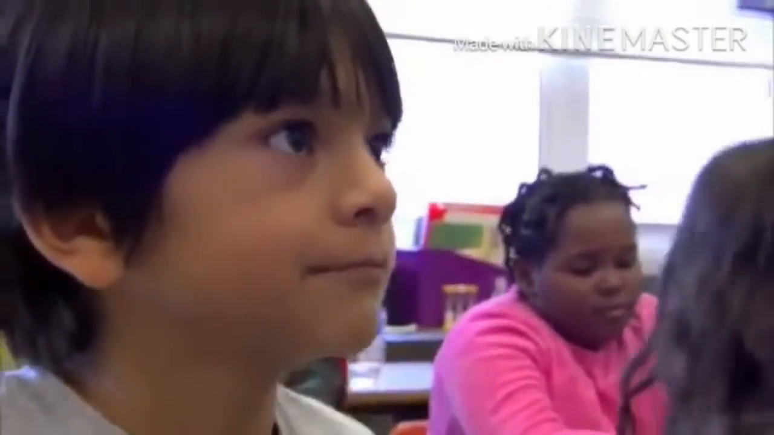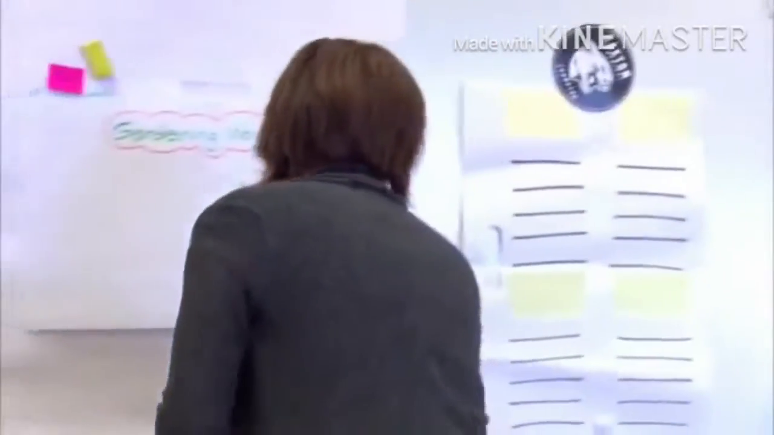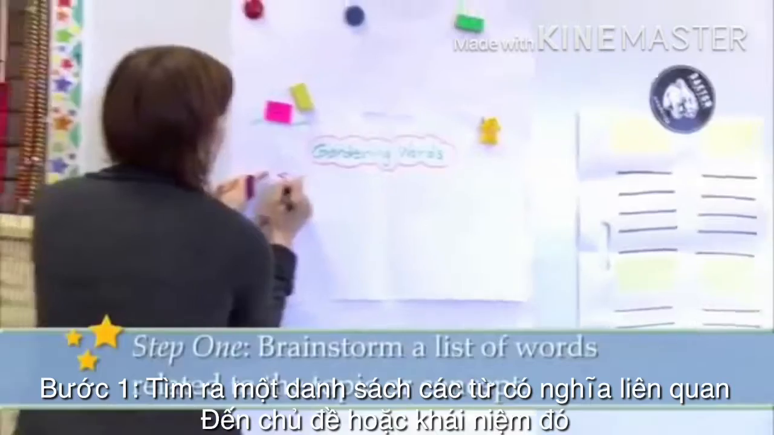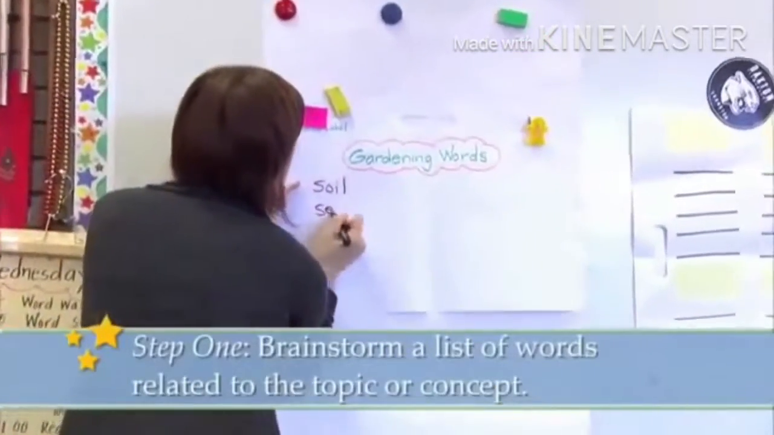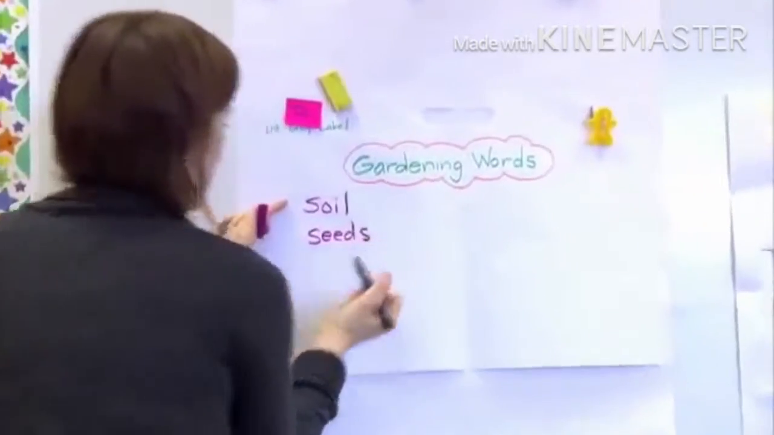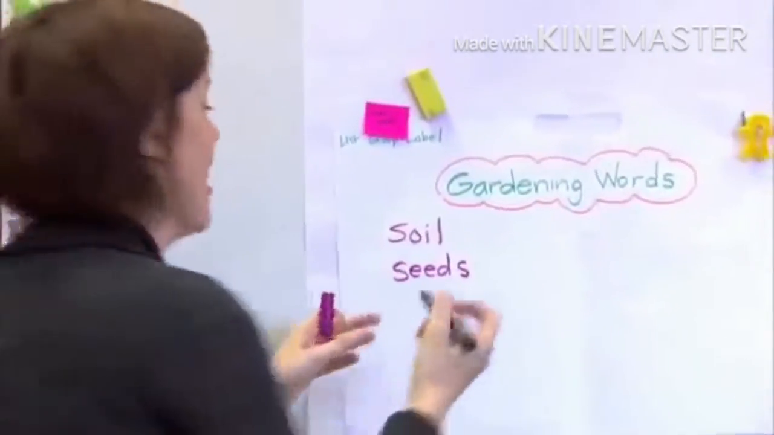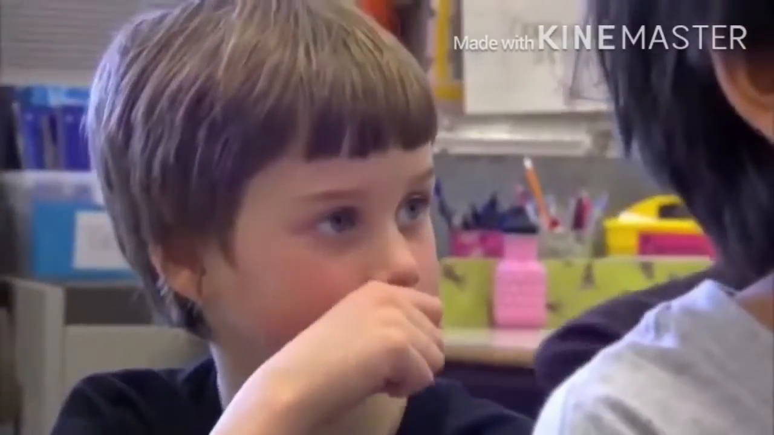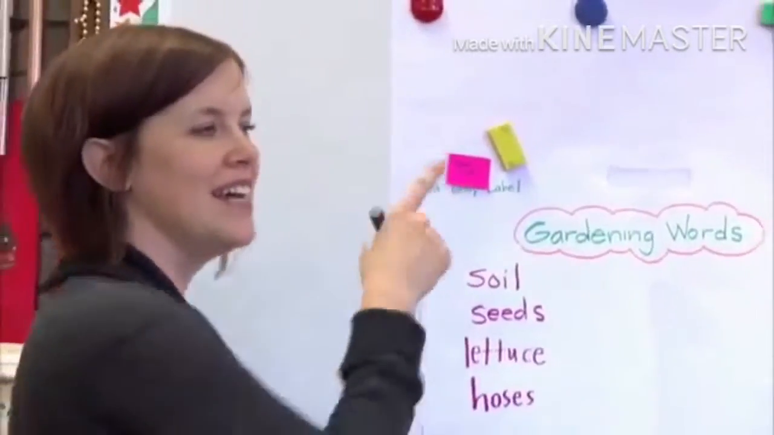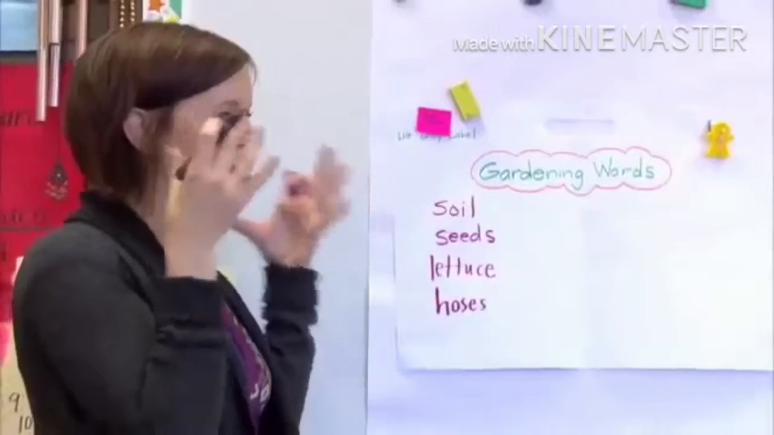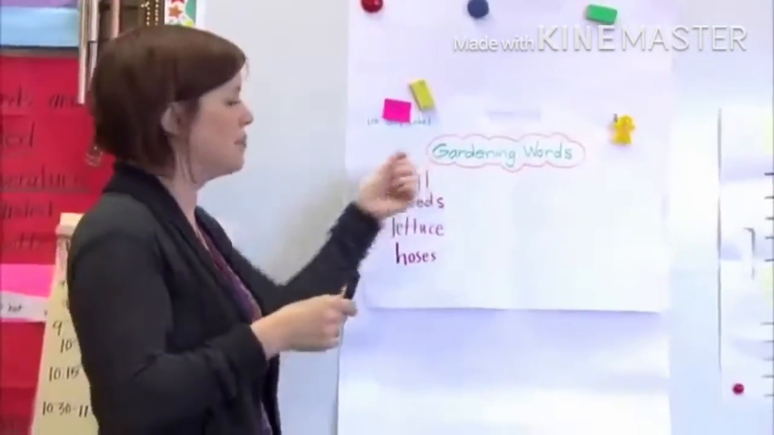So I'm going to think about gardening words for a minute. When I think of gardening, I think of... The first step is to brainstorm a list of words related to the topic. I think of seeds. I think of lettuce. I want you to think about gardening words, and I want you to raise your hand and help me brainstorm some other words that come to your mind when you think about gardens.